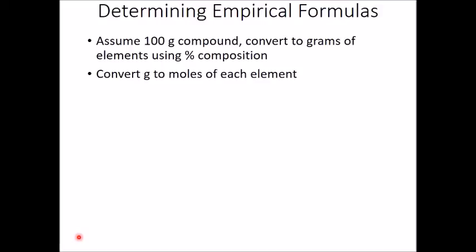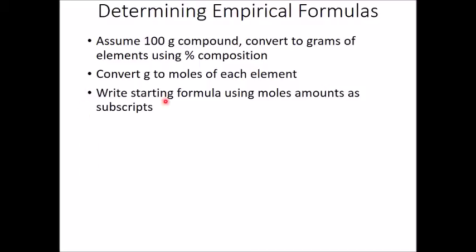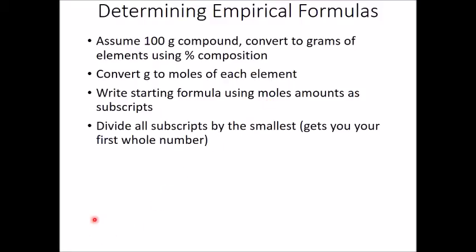Next, you're going to convert the grams of the elements to moles of each element. You do this by dividing each by the atomic mass. You will then write a starting formula, a pseudo formula, using those moles amounts as the subscripts. It's going to look kind of ugly, but you'll fix that in a minute. You're going to take the smallest of those mole subscripts and divide all of the subscripts by that smallest value. This gets you to your first whole number, because when you divide a number by itself, that gets you to 1.